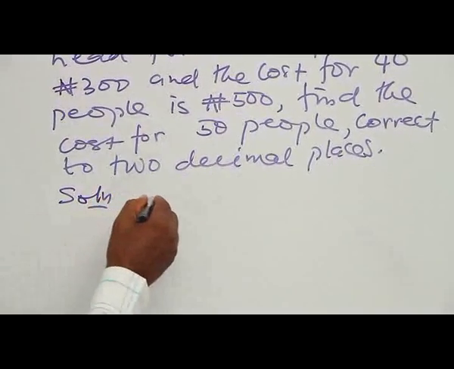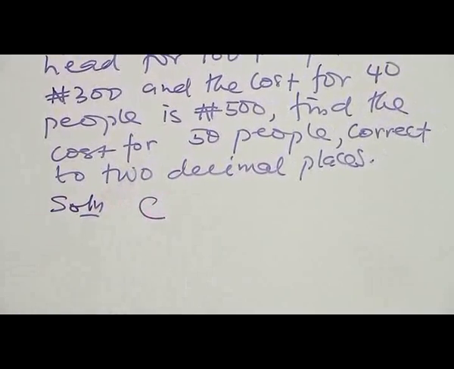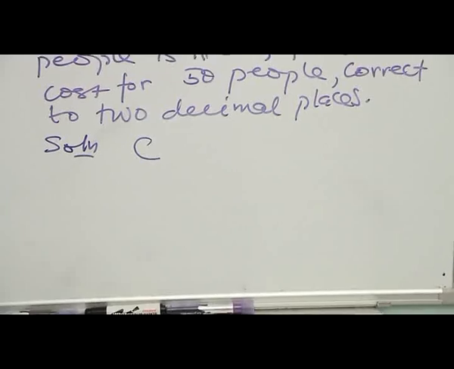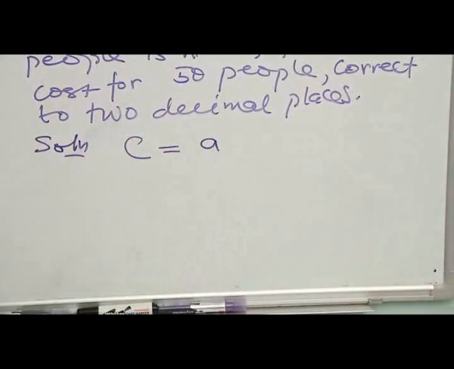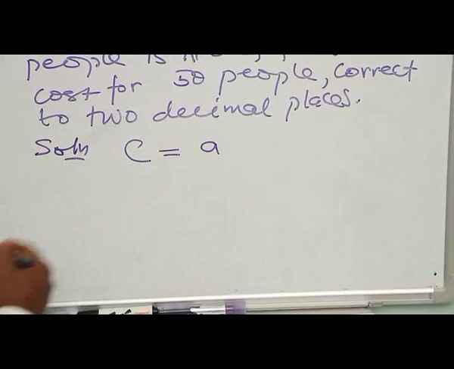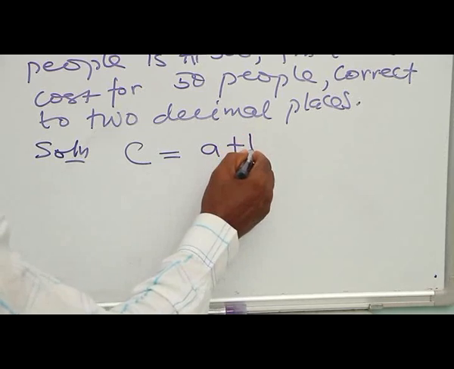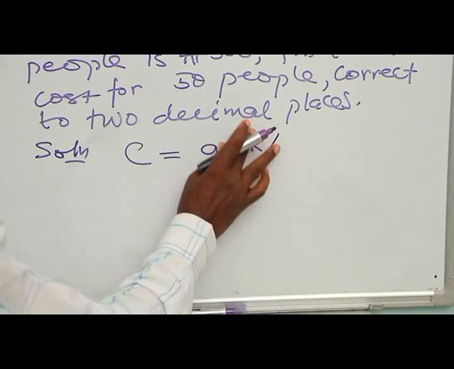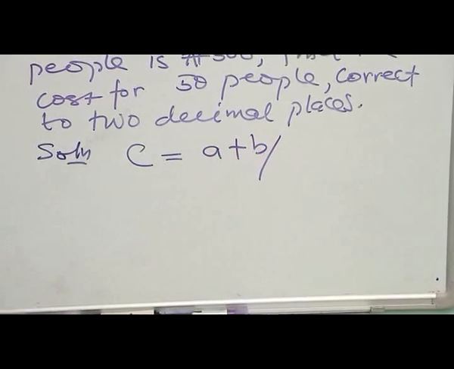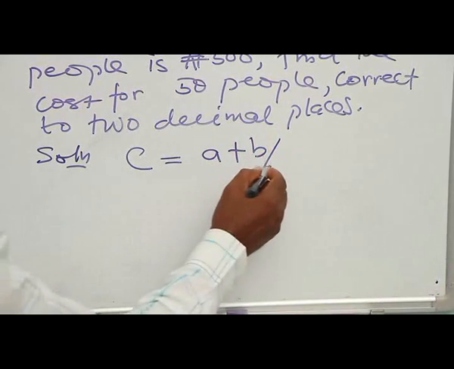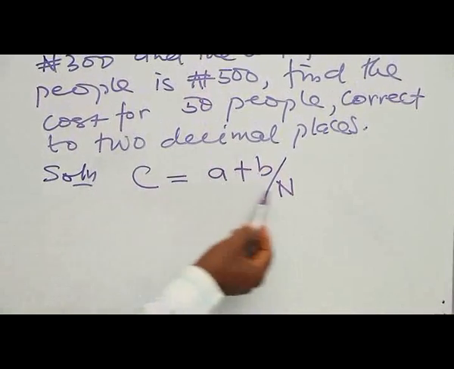Let C be the cost of providing the particular type of food in that hotel. And we are told that it is partly constant, let's use A, and partly inversely proportional, let's use B, inversely proportional to the number of people. Let N be the number of people. We now have this relationship.